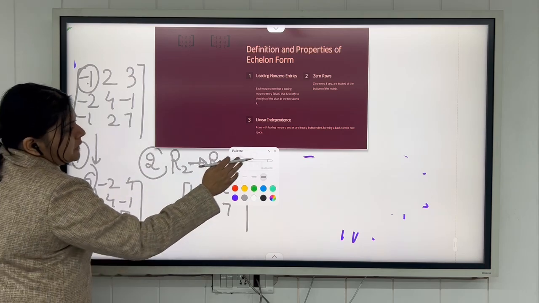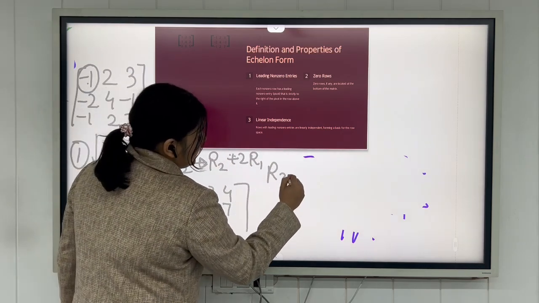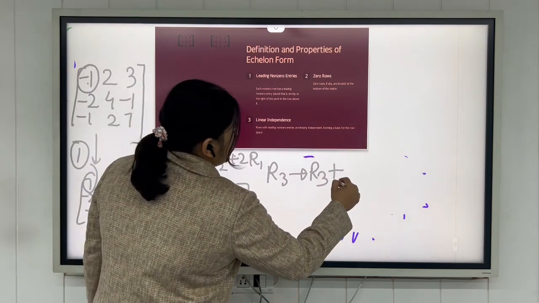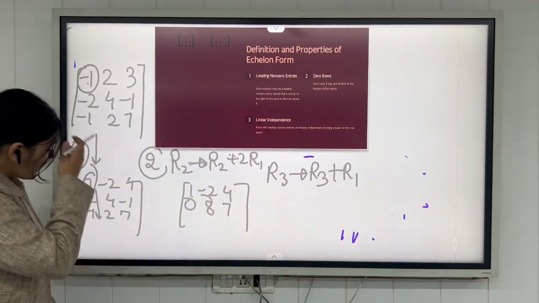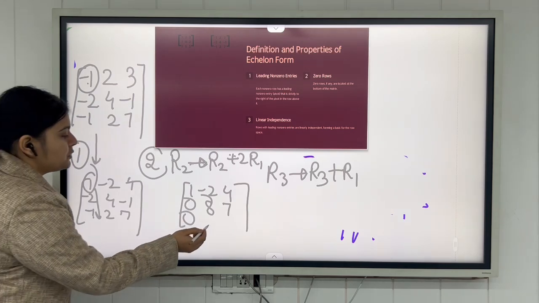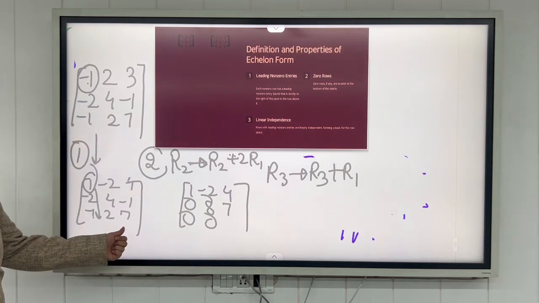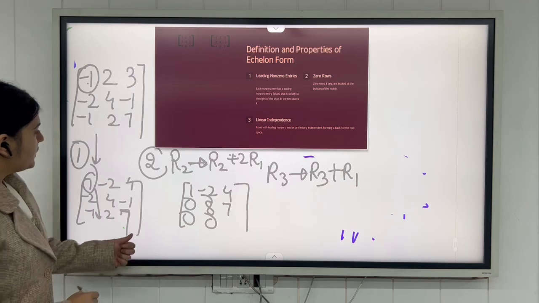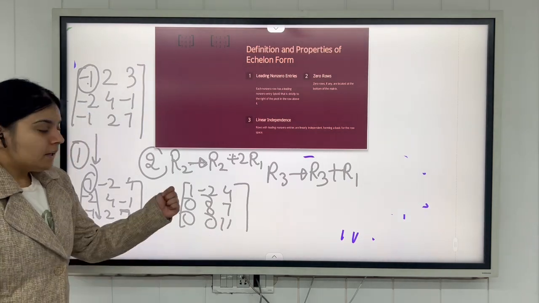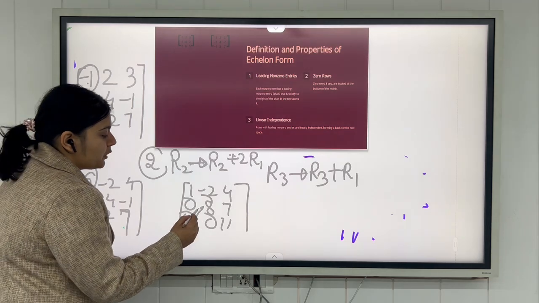Similarly, with the row 3 operation, you will apply R3 plus R1. Now negative 1 plus negative 1... gives you 0. 2 minus 2 will give you again 0. And then 7 plus 4 will give you what number? That is 11. Now in the same manner you will move on with the remaining part.